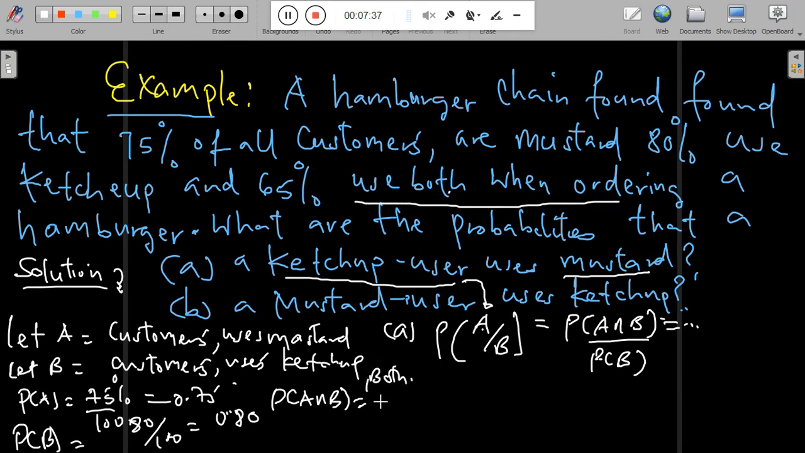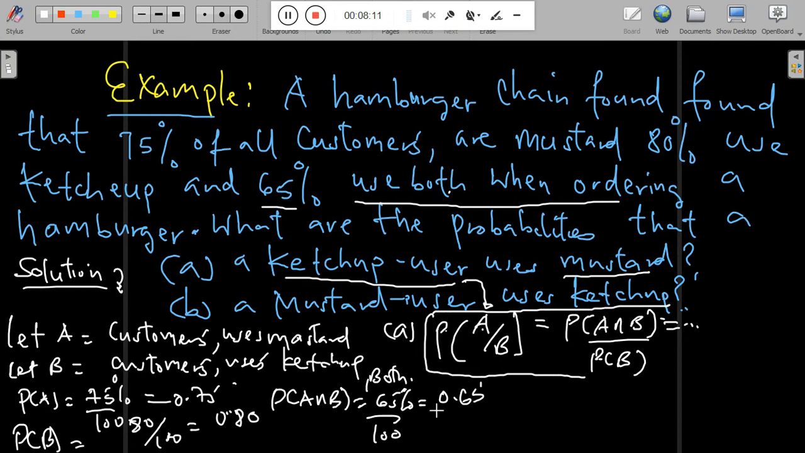For the probability of A ∩ B, we consider the statement in the question that those who use both when ordering a hamburger were 65%. So 65% use both, and 65 divided by 100 gives you 0.65. So the probability of A ∩ B is equal to 0.65.